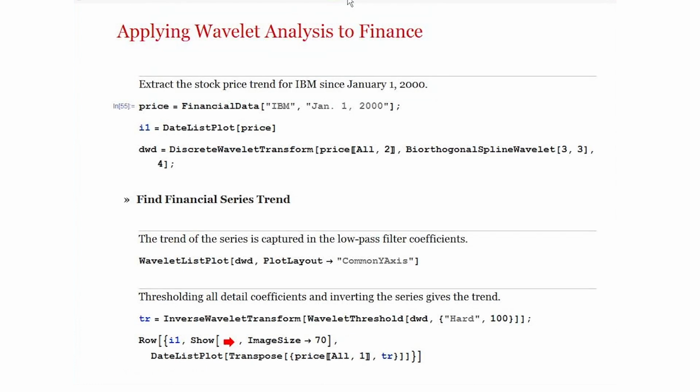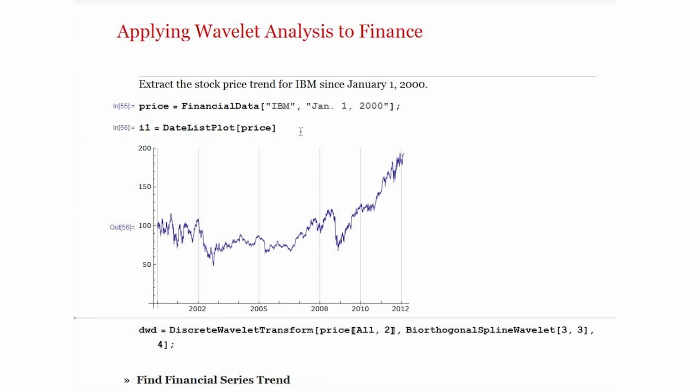So now let us look at how wavelet analysis can be applied in the field of finance. As an example, we are going to look at the stock price trend of IBM since January 2000 till the current date. I'm going to extract that information out and give it a variable price. When you plot this, you will notice that it's got a certain trend associated with it, but it's got 2 components to it. One is a high frequency component, which would account for the short-term market fluctuations, but more importantly, you also have a seasonal trend associated with it.